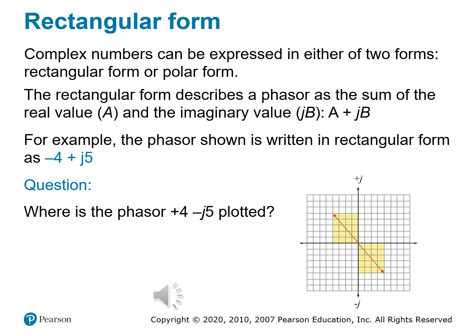The -4 units along the real axis means goes to the left, and the +5 units up on the imaginary axis, it goes up. And here's the question for the screen. Where is +4 -J5 plotted? Right, kind of the opposite there.